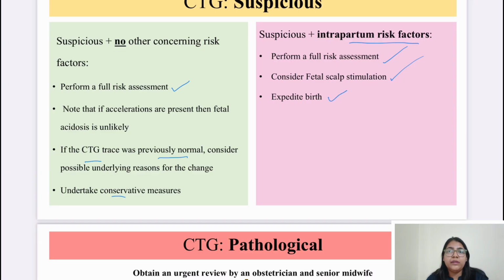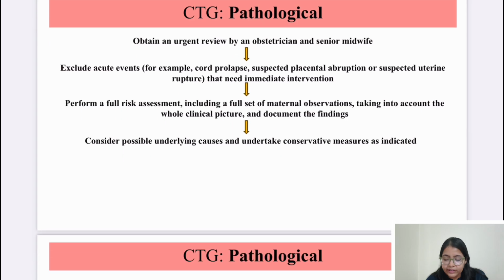Suppose a patient is fully dilated and the CTG is coming out to be suspicious, then you can apply instruments. But if the patient has not gone into full dilation, like the cervix is 4-5 centimeters or 6 centimeters and it's not progressing, and the CTG is coming out to be suspicious and new intrapartum risk factors are developing, then you have to expedite the birth by cesarean section. Okay, if instrumental delivery is not possible when the cervix is not fully dilated.